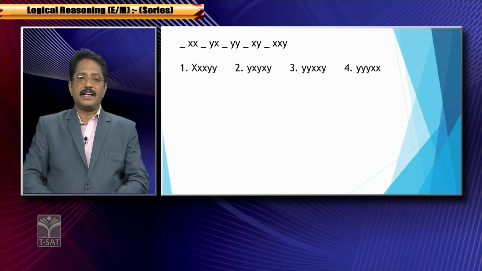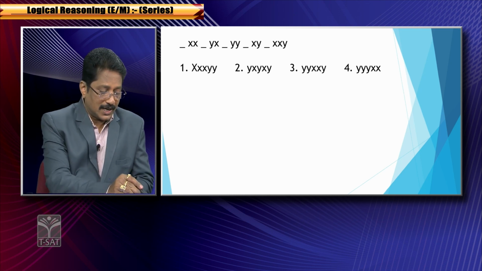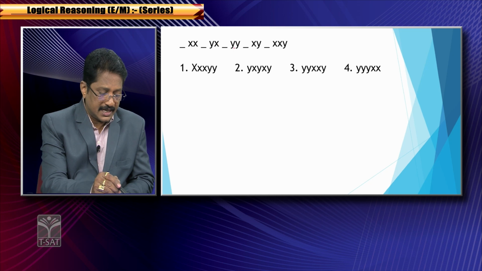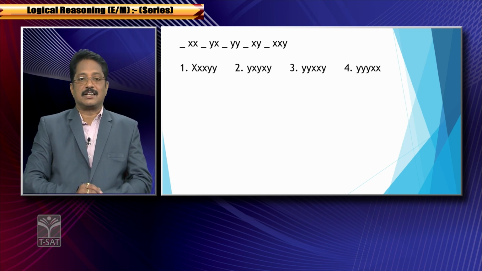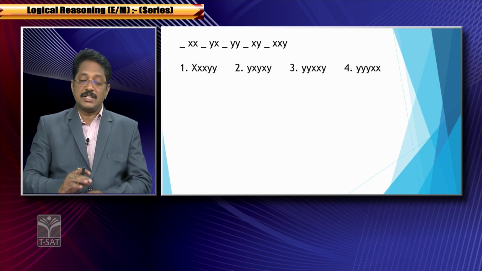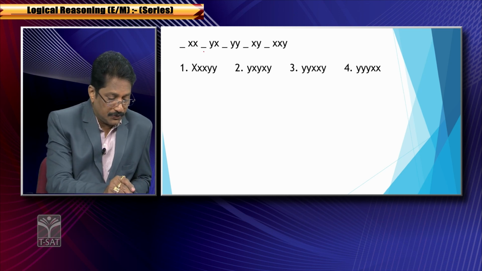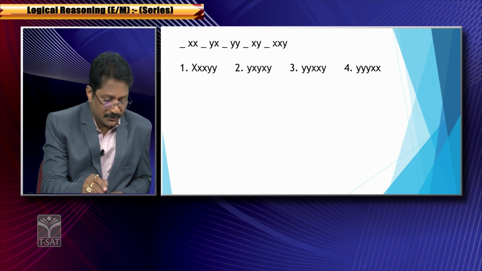Here the question is a series of x and y letters. How are we going to do this kind of question? First you have to count the letters: 1, 2, 3, up to 16. There are 16 letters here. When there are 16 letters, you can divide them into groups, like 2 groups of 8 each, or 4 groups of 4 letters each.